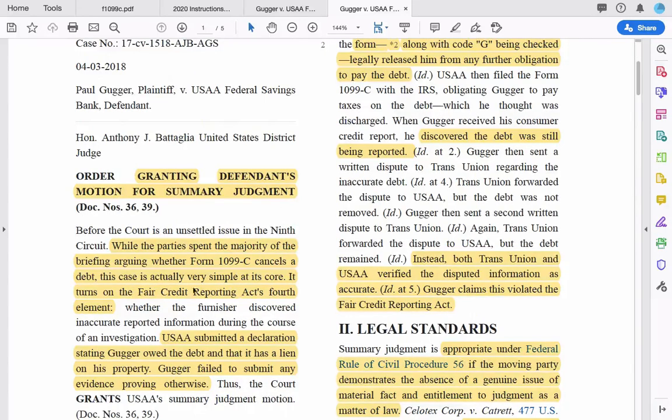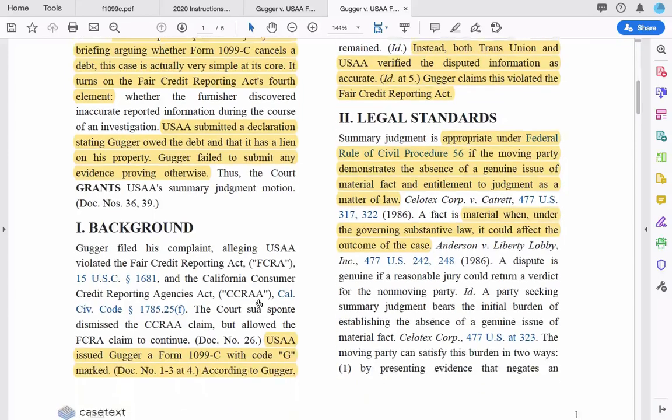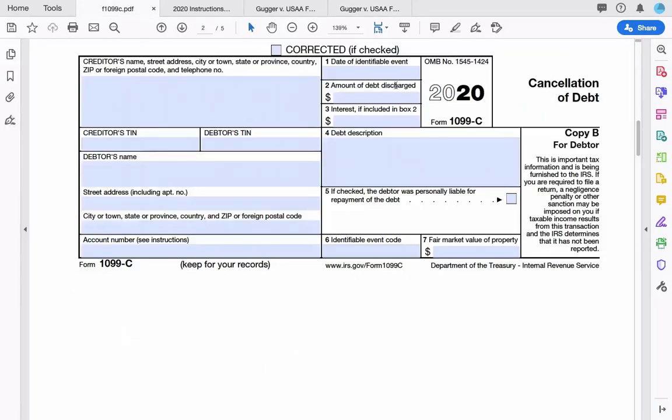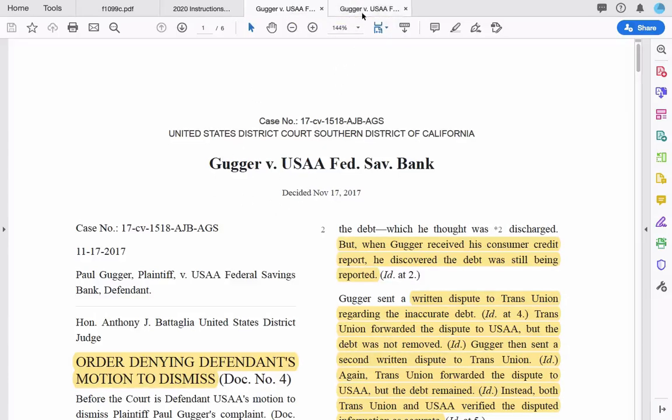It turns on the Fair Credit Reporting Act's fourth element, and that is whether the furnisher discovered inaccurate reporting. The bank submitted a declaration, similar to an affidavit, a sworn statement, stating the consumer owed the debt, it had a lien on its property, and the consumer did not submit any evidence, so the bank wins. The quick background, and again, watch our first video for the quick overview of the 1099-C and the instructions, and then our second video is a 2017 case.